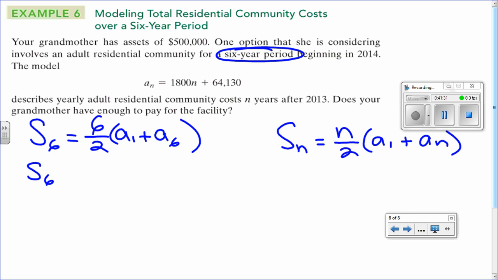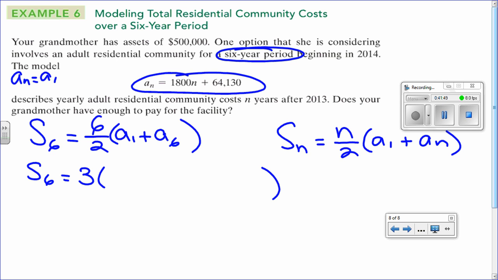Okay, now do we know the first term? I don't think so, but do we have a formula for it? Yes, we have it already here. That is the one we use with a sub n, the first term plus the common difference times n minus 1, but already in simplified form. So it looks more like a linear function, right? 1800 is your slope, the constant rate of change, because that's the increase per year. And then the 64,130 is what it was at the beginning.